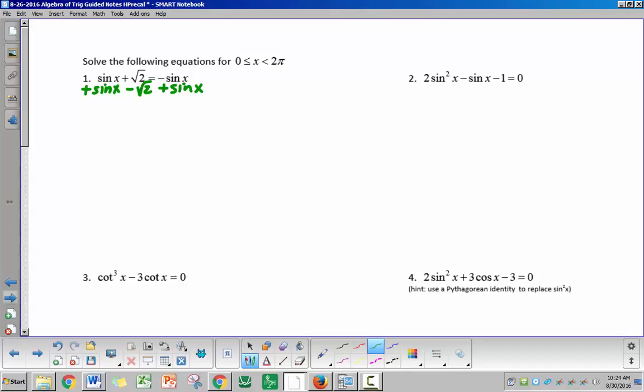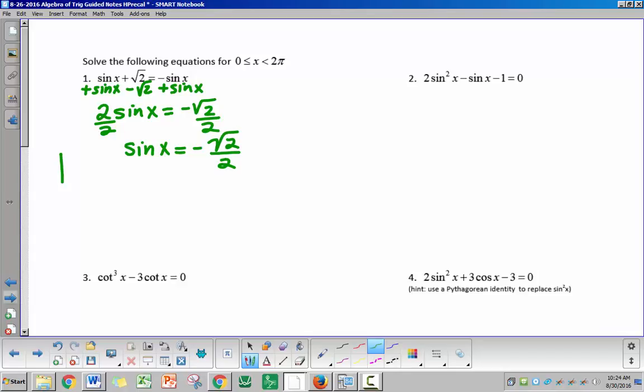Subtract root 2. So we're going to get, how many sine x's on the left? Yeah, very nice. So 2 sine x equals negative root 2. Divide by 2. Yes, Haley, you're right. Divide by 2. So we get sine x equals negative root 2 over 2. Root 2 over 2, which I hear in your voices. An aha moment, that's one we know, isn't it?